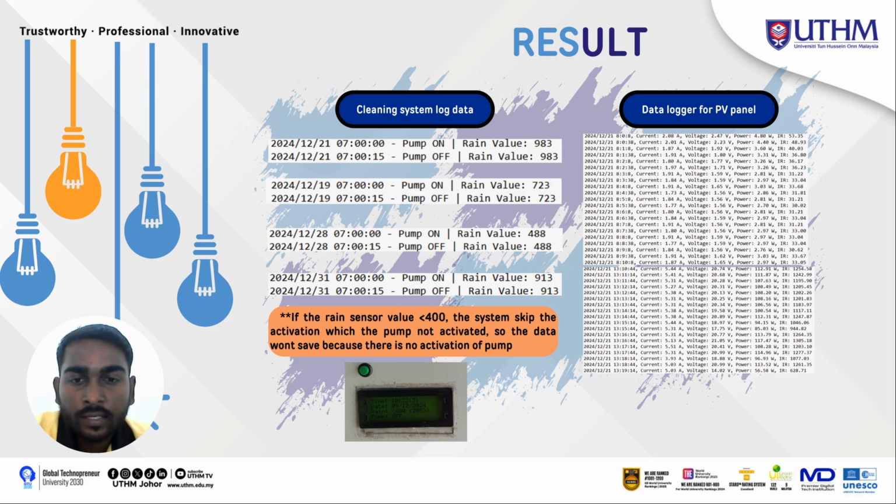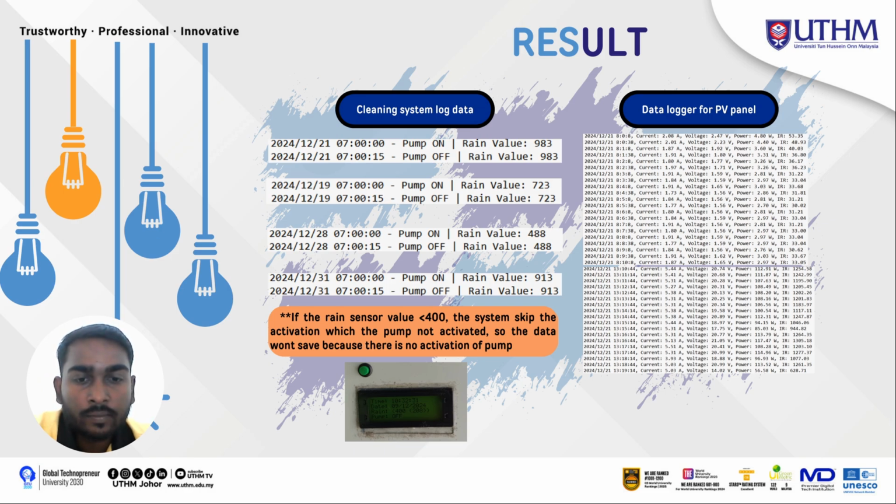If the rain sensor value is below 400, meaning there is rain, the system skips the activation and the pump is not activated. The data won't be saved because there is no activation of the pump. This is the proof I can show. This day had rain, with a value less than the threshold of 400. On the right hand side is the data logger for the PV panel for both cleaning and non-cleaning systems.